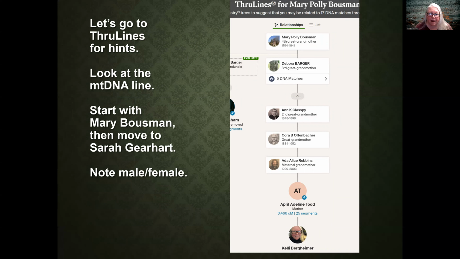Now, what do we know about through lines? For all of our ancestors up through 5th great grandparents, so for parents, greats, great-greats, all the way to 5th greats, we have through line tiles. If we think we know who is related to us and we have our DNA linked, and there's some other things you have to do for through lines. But if you haven't tried through lines yet, look for who is in your mitochondrial line. So I'm going to start with Mary Bozeman. And Mary Bozeman is, I think, the daughter of Sarah Gearhart.